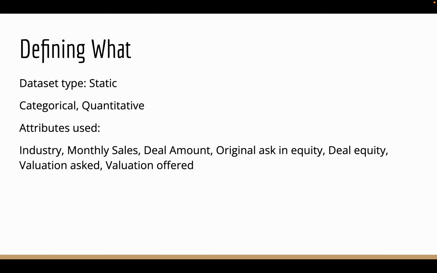Next, we understand our data. For this, we define the what. That is by defining the type of data set I have. I have a static data set, and that is mainly categorical and quantitative. The attributes that I have used and focused on mainly are the industry, the monthly sales of that pitch, deal amount, original ask in equity, deal equity, valuation asked, and valuation offered at the end.